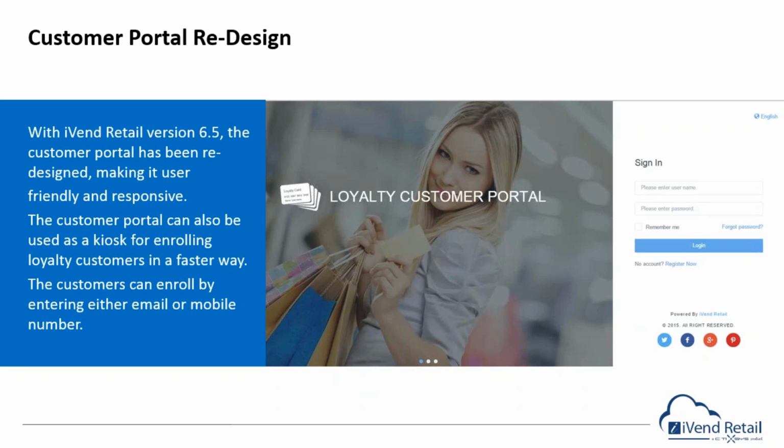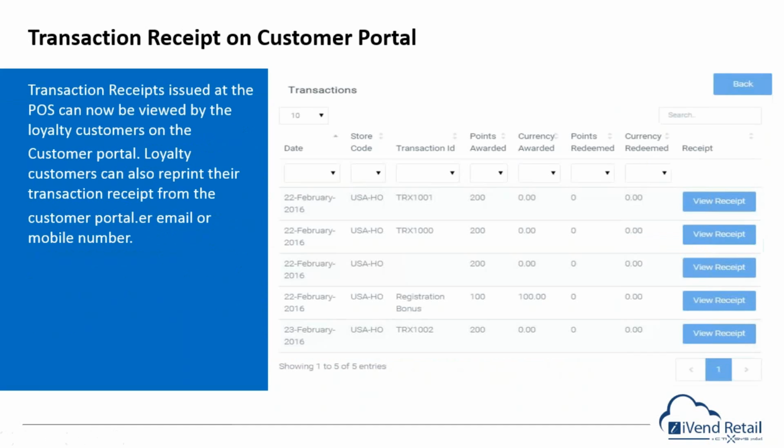And how does this redesign look like? This is a new design that we are giving to the iVend 6.5 customer portal. Here you'll have a number of transactions, where you can select the number of transactions that you would like to look for. You can have the complete store code, the transaction ID, what all points you have been awarded, what currency was awarded, what currency was redeemed, and the receipts as well.